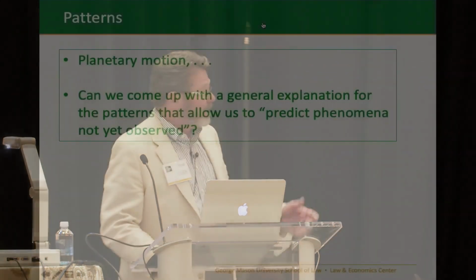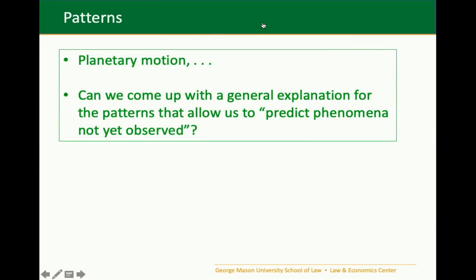All right, let's see. We'll talk about patterns. I already talked about that. We have motions of the planets. You know that we got the geocentric theory of planetary motion in the solar system. We got the heliocentric. Heliocentric obviously is the one that won out.